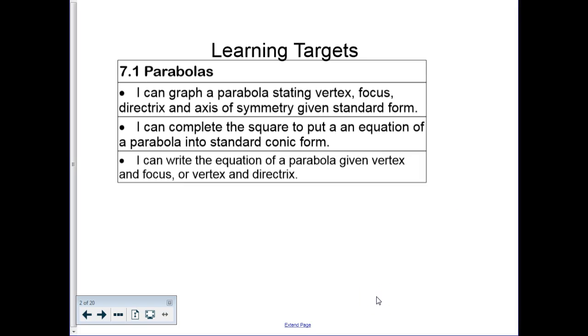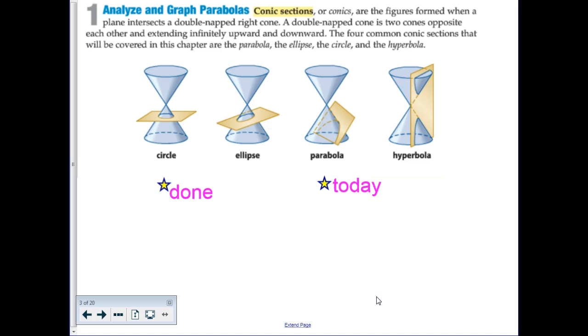All right, so 7.1 is actually split into 2 days, guys. So day 1 is the intro to parabolas, which I know you feel like you already have an intro to parabolas. We're going to find out today you actually don't know everything there is to know about parabolas. So this visual is from your textbook, and I really like this one because I think it helps you understand what the conic sections are all going to be about.